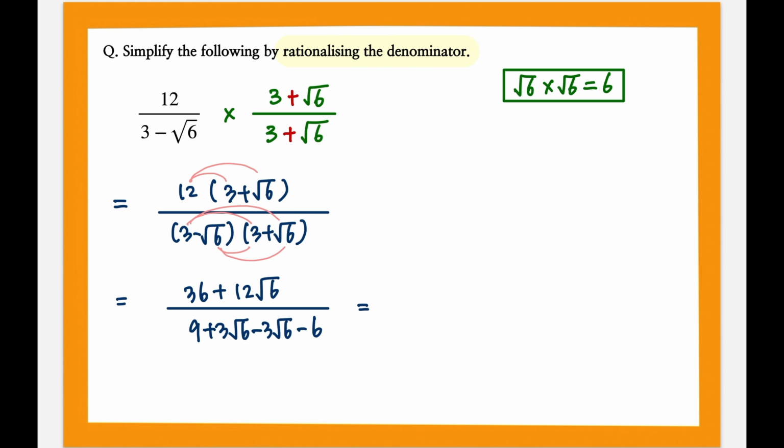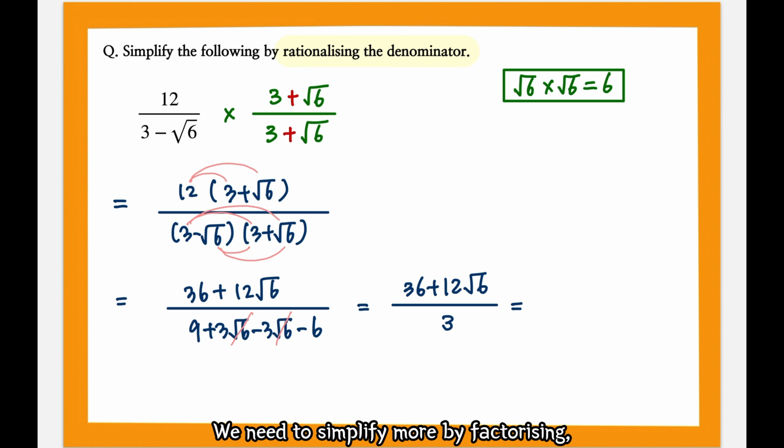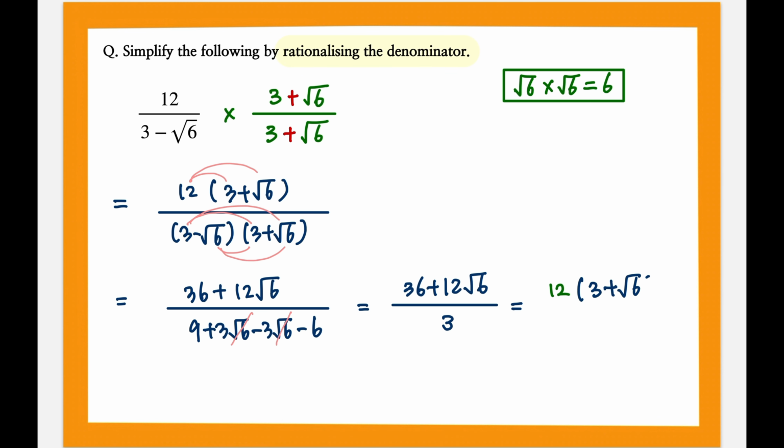We could cancel 3 root 6 minus 3 root 6 on the denominator part so that we could write 36 plus 12 root 6 over 9 minus 6, which is 3. We need to simplify more by factorizing. So 12 bracket 3 plus root 6 over 3.